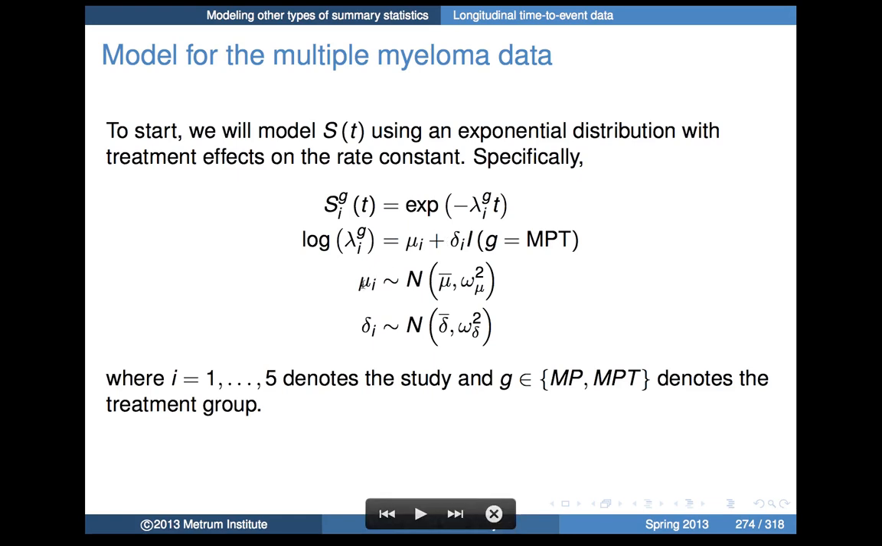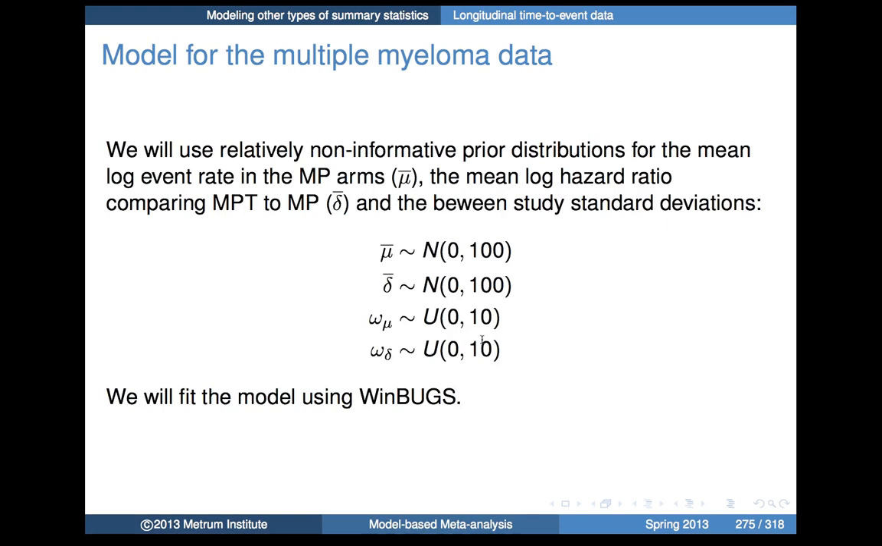And just as before, we allow our mu I's to come from a population of mu's that are centered at mu bar with between study variance omega squared mu, and the log hazard ratios delta I come from a population centered at delta bar with between study variability omega squared delta. In this case, we only have 5 studies, so it's a relatively small meta-analysis. You can think about what kinds of problems that might cause, and maybe we can discuss those if we have time at the end of the lecture today.